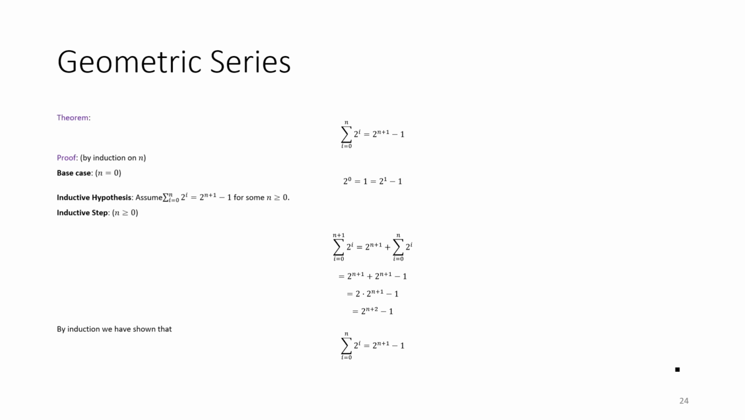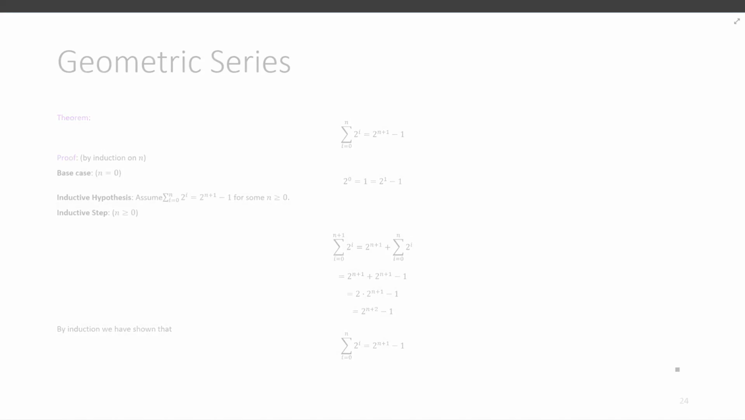Now, I did say I would include one final proof here, a more elegant proof of that same formula. So let's take a look at that. The sum of i equals 0 to n of 2^i. Let's write down what it's equal to. It's equal to 2^(n+1), the next power up, minus 1.